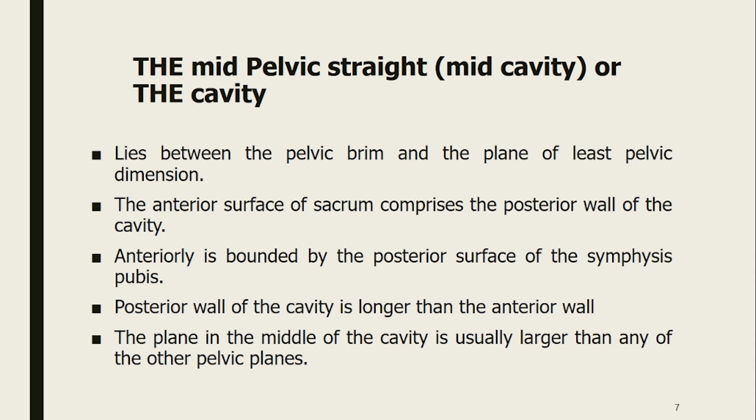The plane in the middle of the cavity is usually larger than any of the other pelvic planes. You remember I said the pelvic brim is just a plane, with no cavity and no depth. And in the lower pelvic plane, the anterior wall is very deficient.